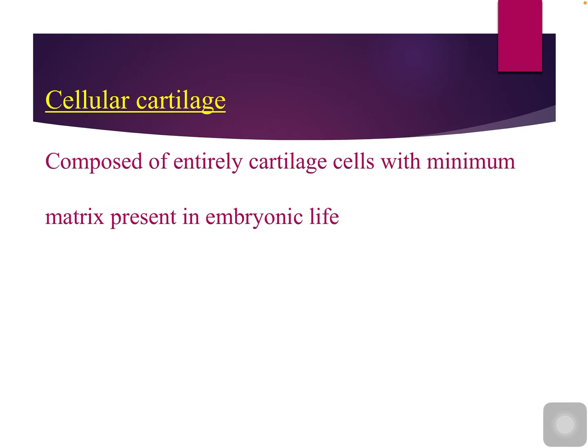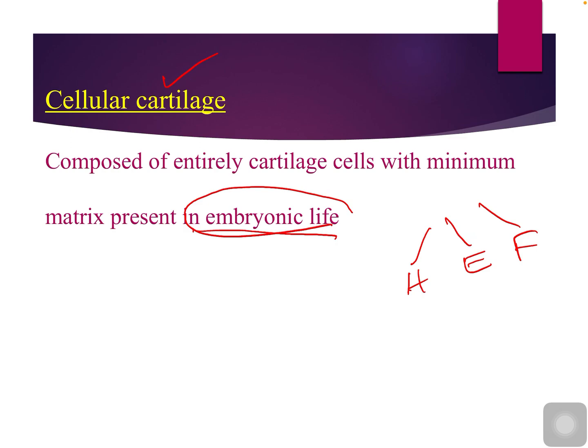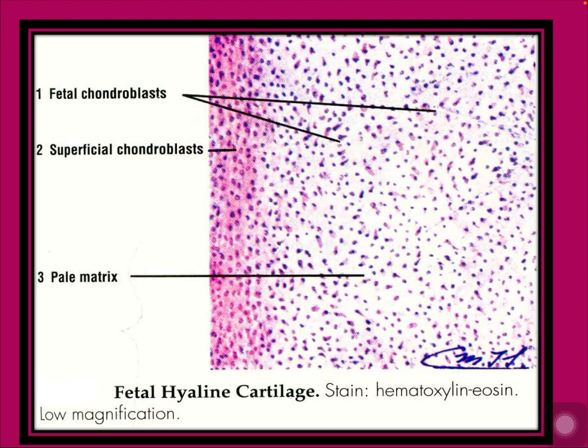So now we have started with the classification. Till now we have seen what it is made of, chondrocytes, and this intercellular substance called matrix. And we have seen the classification: cellular cartilage, present in the embryonic life. Then mature cartilage will be divided into hyaline, elastic, and fibro. So what is this cellular cartilage? The name itself tells. It is made of mainly cells, mainly chondrocytes, and matrix is very minimal. You can see this is the fetal hyaline cartilage stained by hematoxylin eosin. You can see abundant chondroblasts. That is how this is called cellular cartilage.